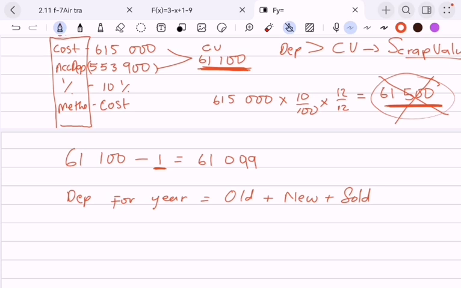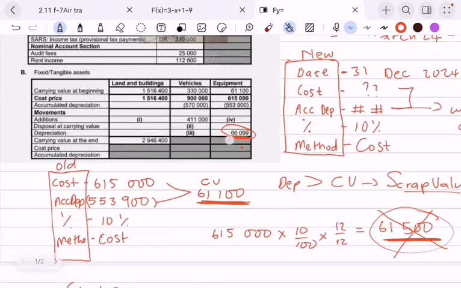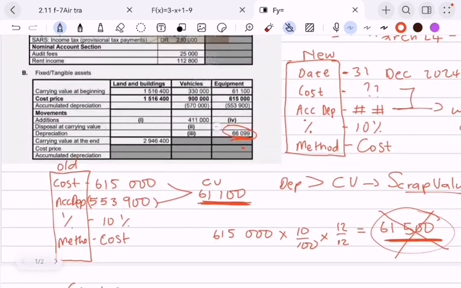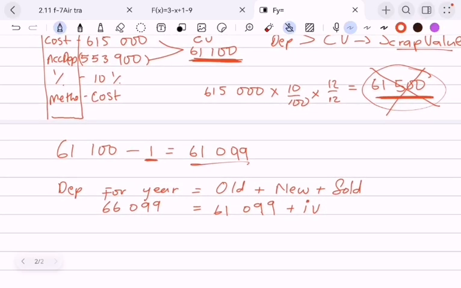So in this one, you obviously know that your old depreciation, depreciation for the year we were given, that is 66,099. The old, we just found it, it's 61,099. What about the new? That's the one which we are looking for, which is our Roman figure 4. And we didn't have any sold asset in terms of our equipment, so we wouldn't do anything there.